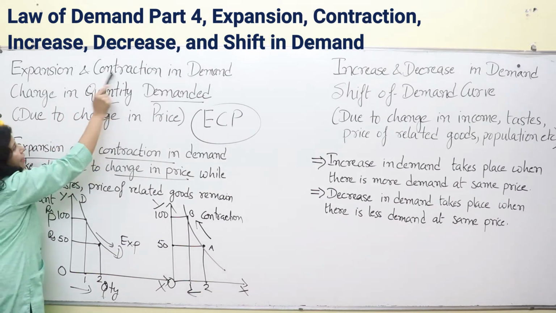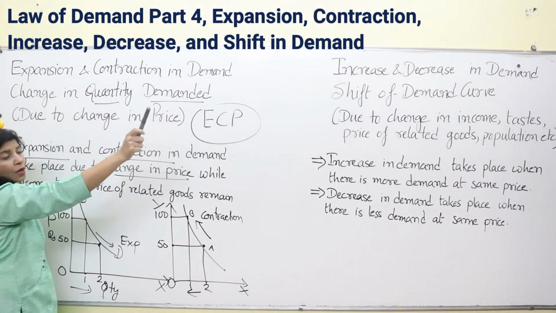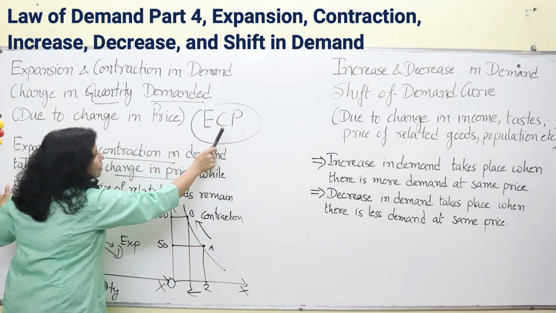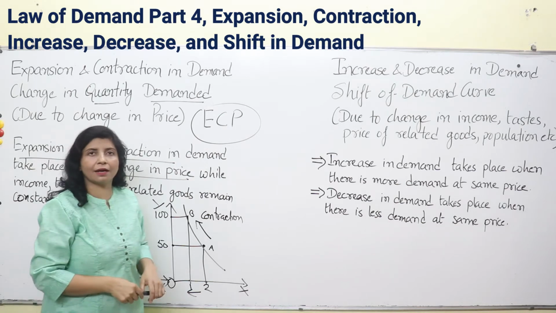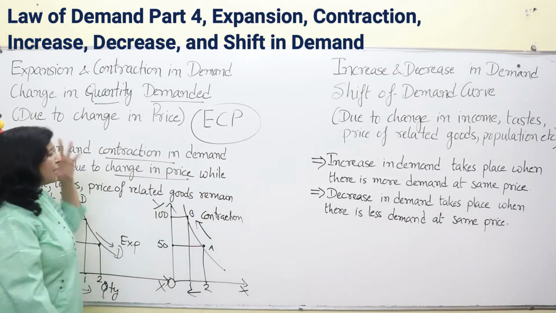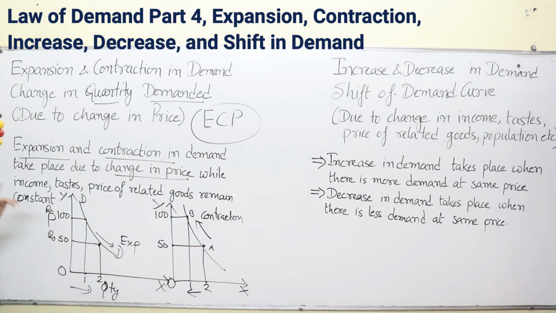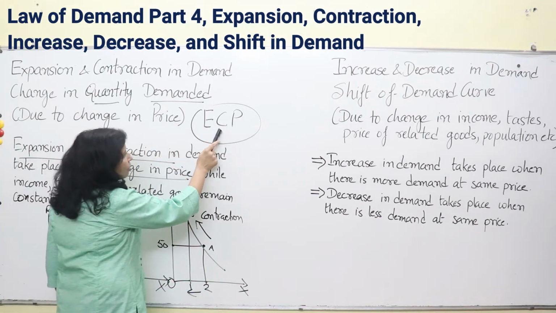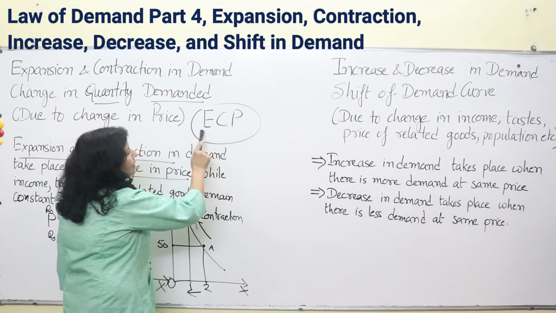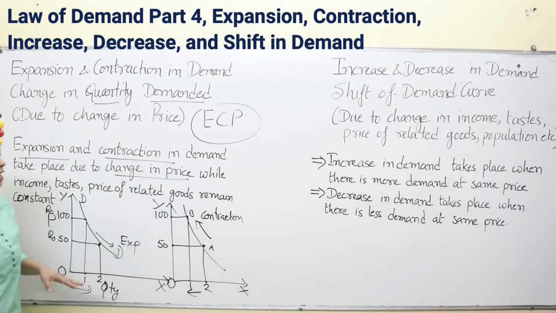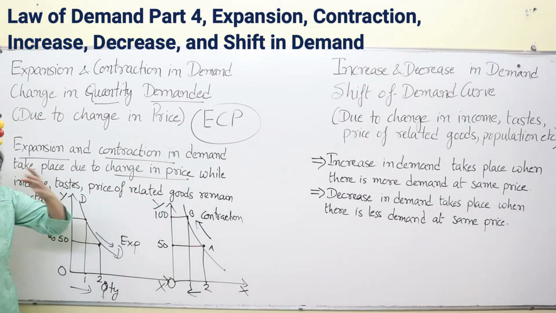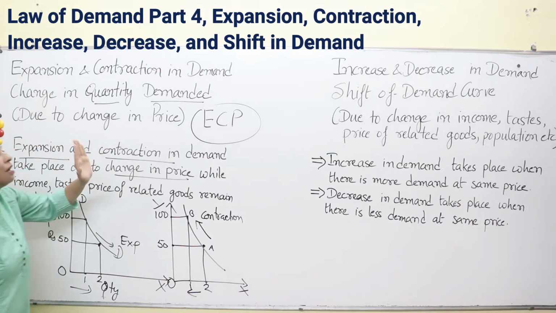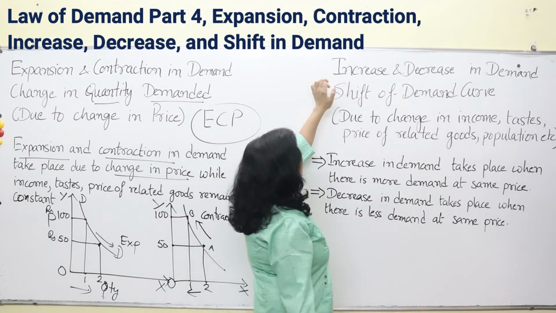You add the word quantity there, and it happens solely due to a decrease or increase in price. So price is the main factor over here. It plays a major role in expansion and contraction. That's why I have framed this code, ECP. That means expansion and contraction happen due to price. Got it? You can memorize ECP for expansion and contraction that happens due to price. Finished?